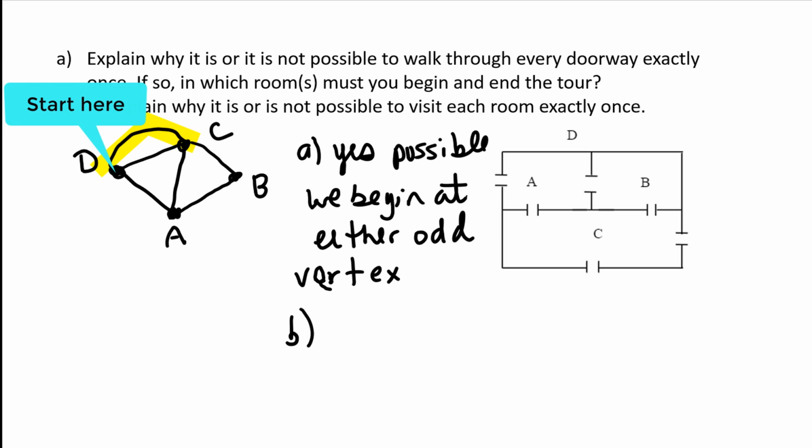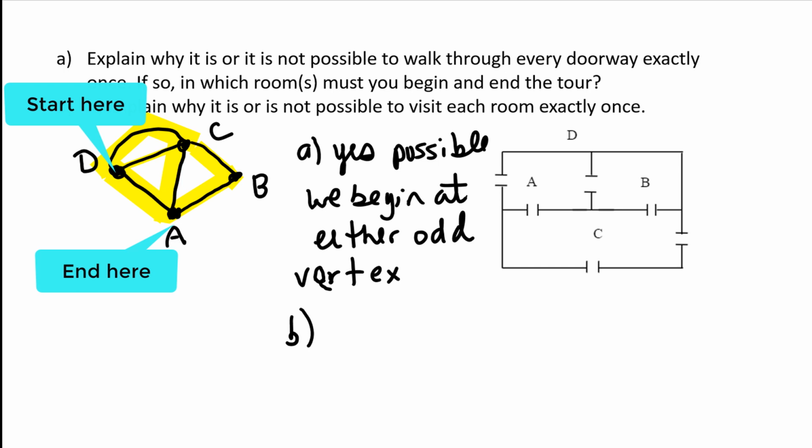I can go from D roundabout to C, then to B, then to A, then to C, back to D, and then to A. I hit each edge only once. I hit a couple of the vertices multiple times, but it worked.